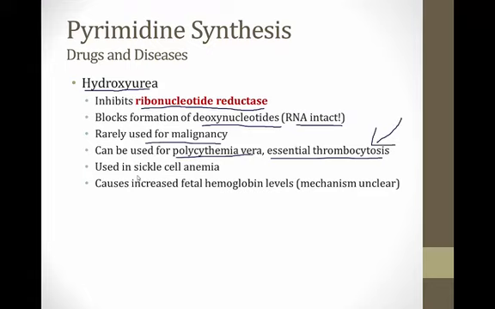It's also sometimes used in sickle cell anemia, but this is for a very different purpose. This drug causes an increase in fetal hemoglobin levels. The mechanism of this is not clear, and for this reason you will see many people who have sickle cell anemia on hydroxyurea in order to increase their levels of the more functional fetal hemoglobin for those patients.